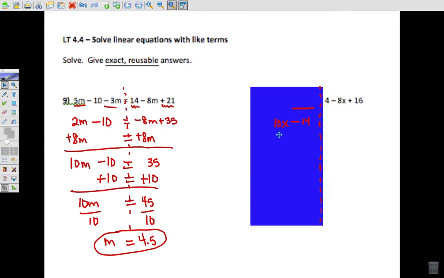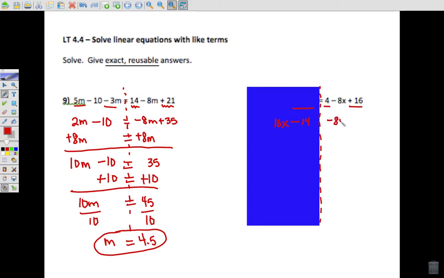On the right side of the equation, I also have two constants. I have a positive 4 and a plus 16. So I'm going to bring down my negative 8x because of the minus in front of it. Positive 4 plus 16 is positive 20. So I'm going to write plus 20.